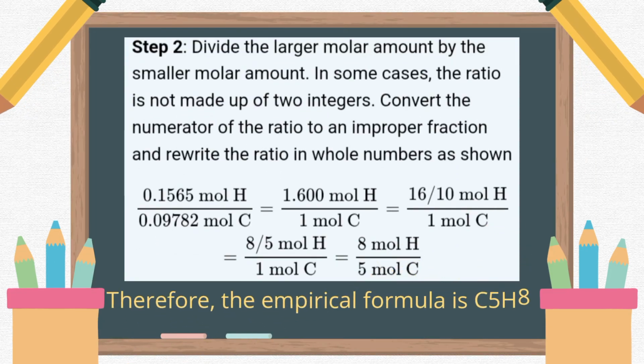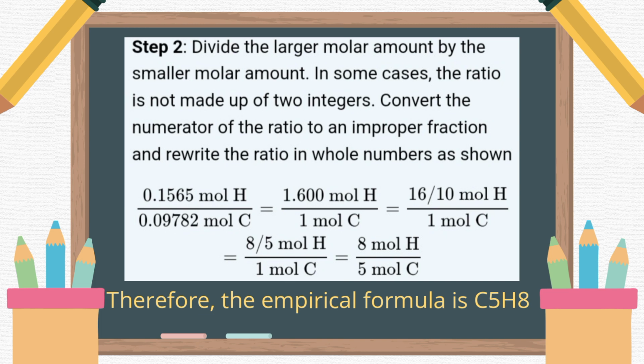So for the second step, we have to divide the larger molar amount by the smaller amount. In some cases, the ratio is not made up of two integers. Convert the numerator of the ratio to an improper fraction, and then rewrite the ratio in whole numbers as shown.